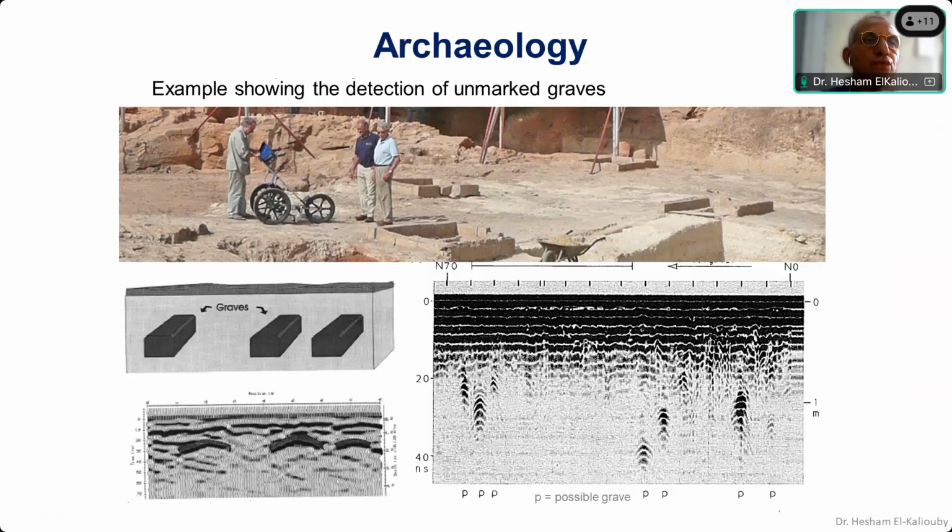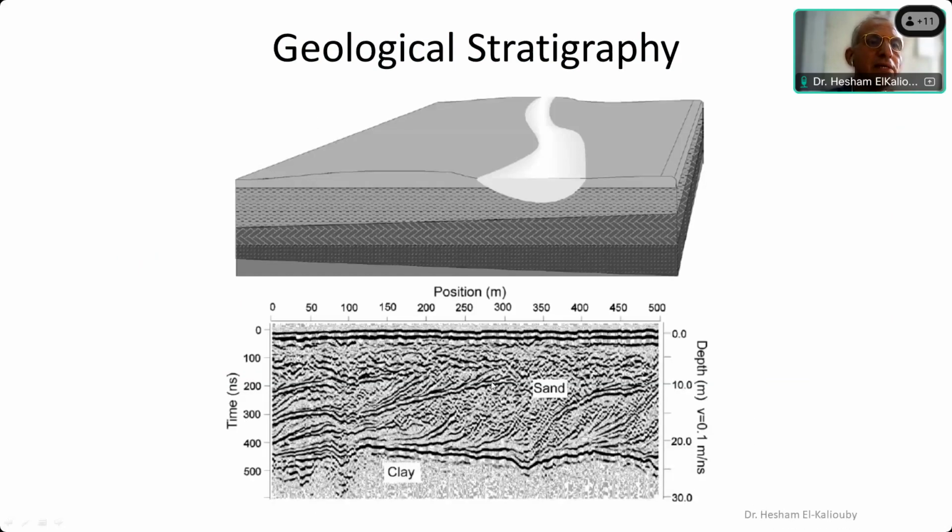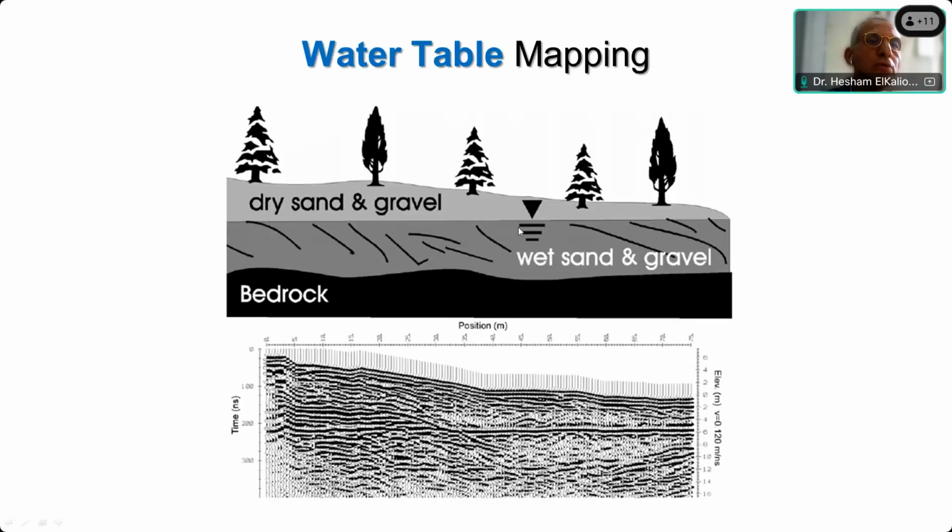It can also be used for geological stratigraphy. Like in this case, we have here a cross-bedding in the sand dunes. Again, for deltaic areas, it can characterize where the sand is. Of course, the clay here doesn't show much signal, but you can at least know the contrast between the sand and the clay layers. It can be used for the water table because there is a contrast between dry and wet, so the water table here is very clearly mapped.